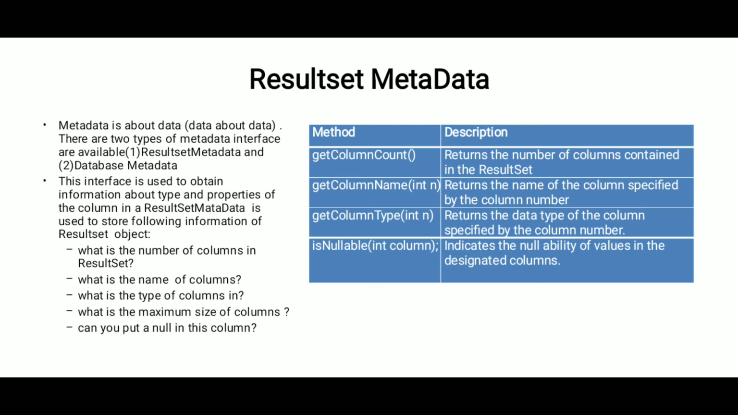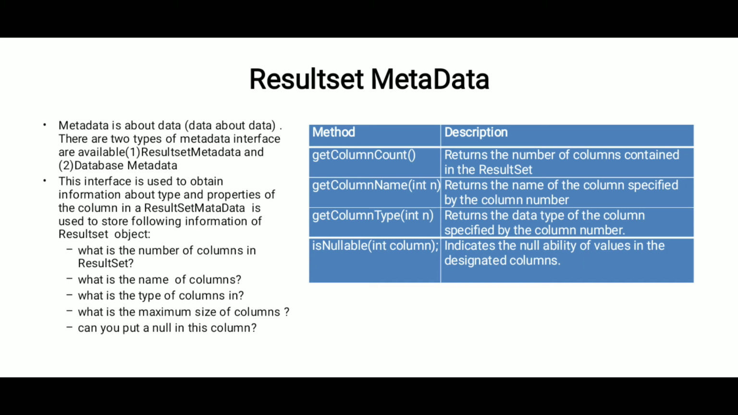This interface is used to obtain information about the type and properties of columns in a ResultSet, and it is used to store different types of information, like the number of columns in the result set, the name of columns, the type of column, and the maximum size of a column, and whether you can put any restriction or prerequisites in the data. So all this information is defined by the ResultSetMetaData. To get the information of the result set, there are different methods available.